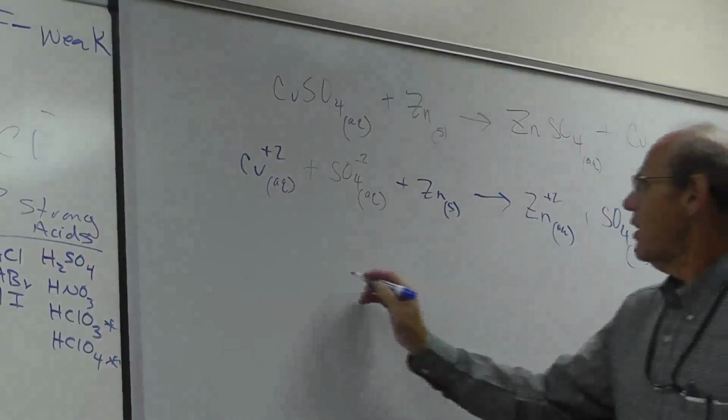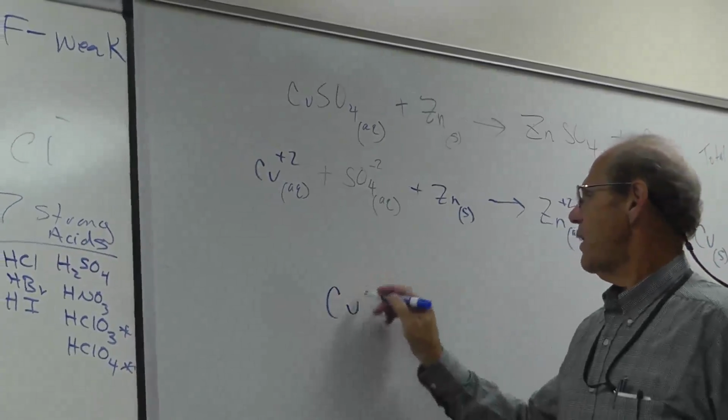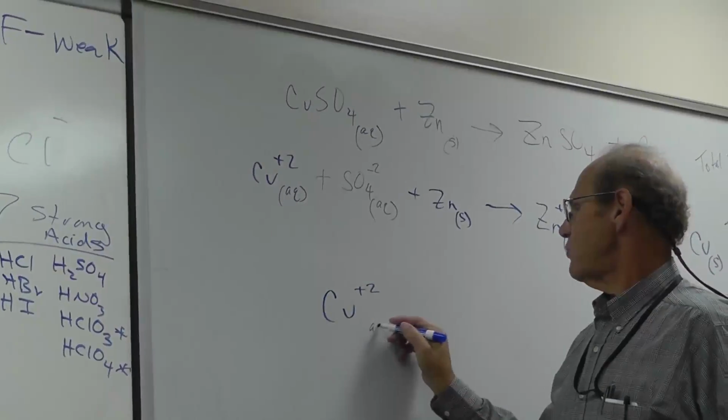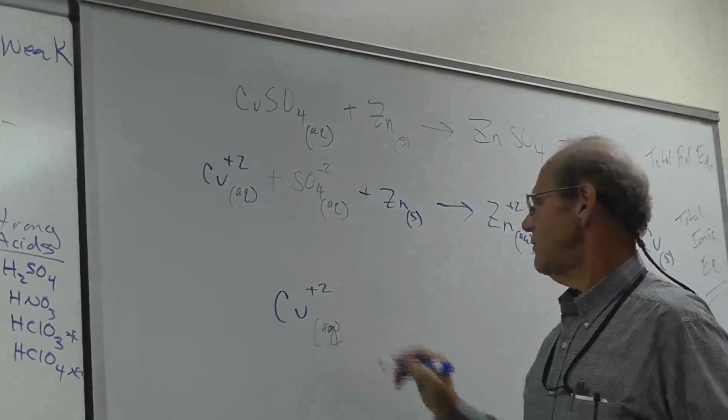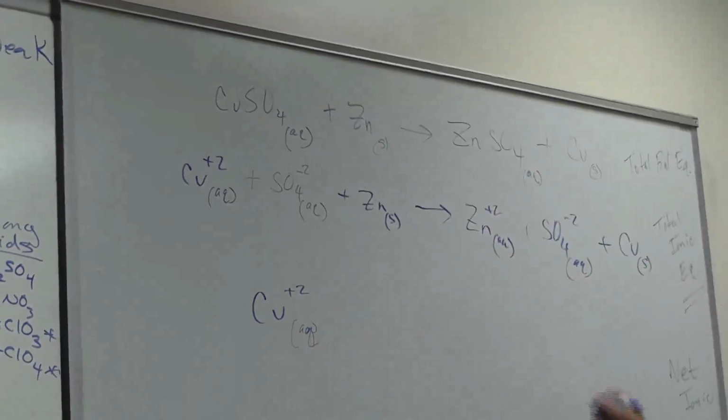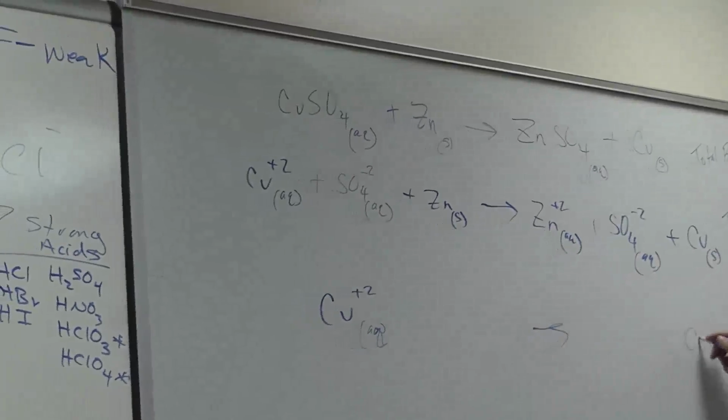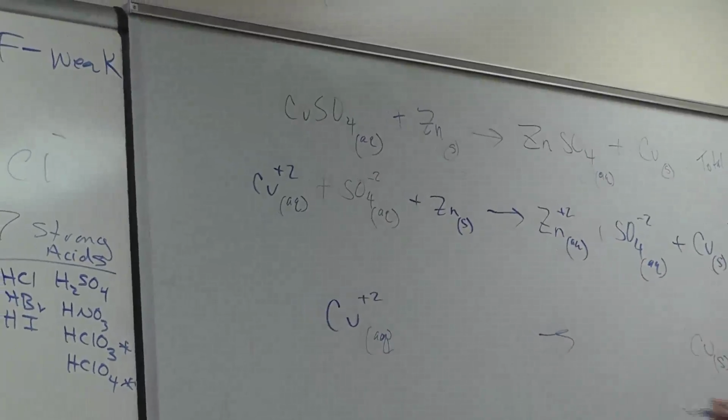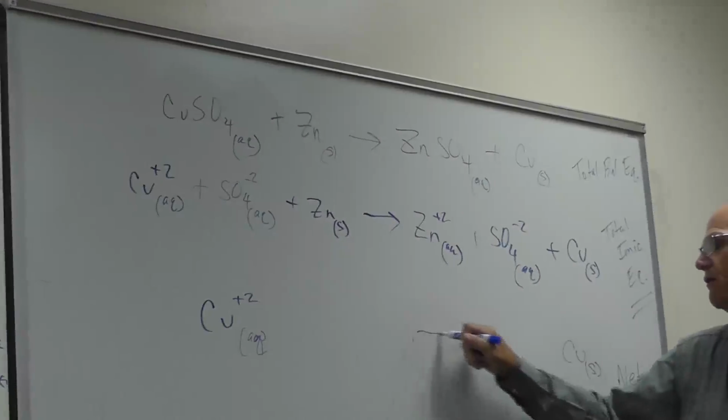So, to write the net ionic form, I'm going to say copper, aqueous, positive 2, AQ. And on this side, copper is solid.